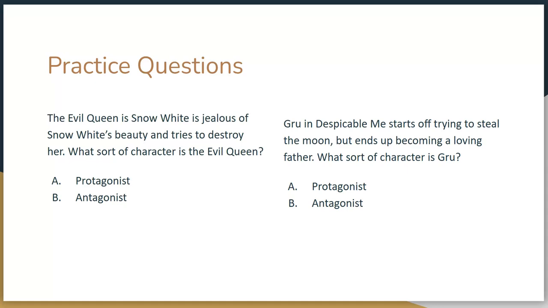Hopefully you identified that the evil queen is B, the antagonist of the story. Remember, the antagonist is the bad guy. It's the one that is in conflict with the good guy. And so really kind of what stood out to me here is evil queen. That should have been a big clue to you that she is the antagonist of the story.